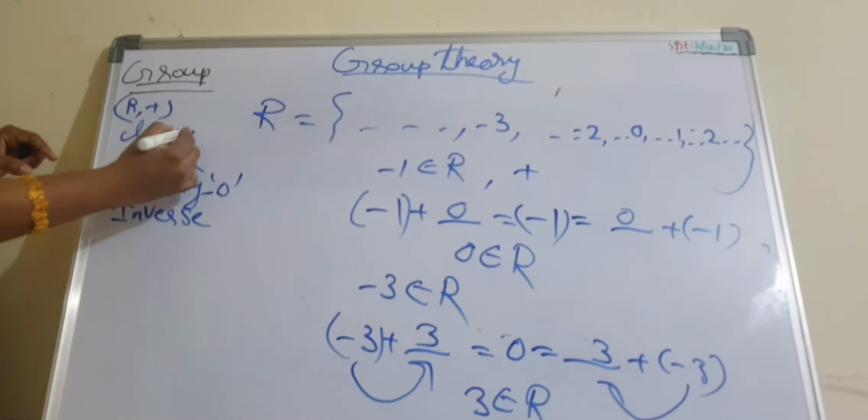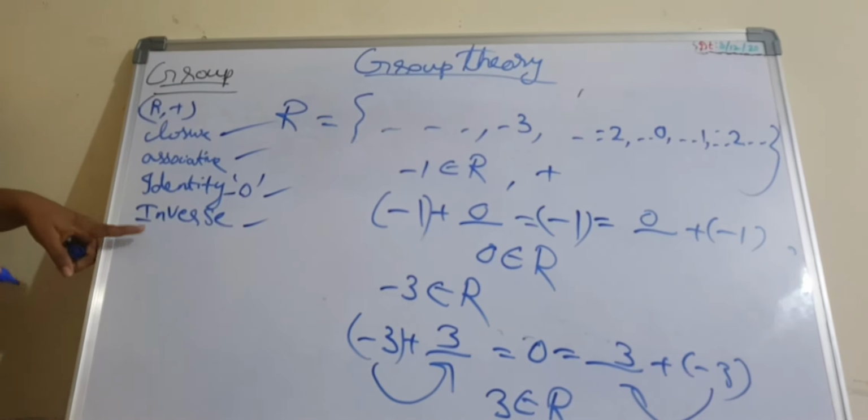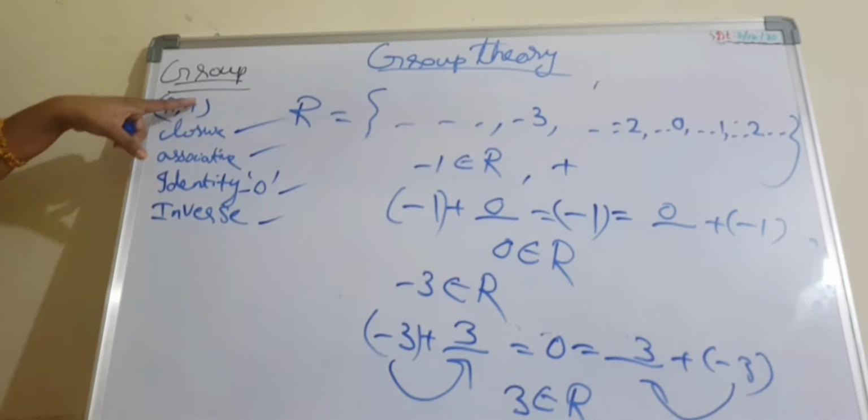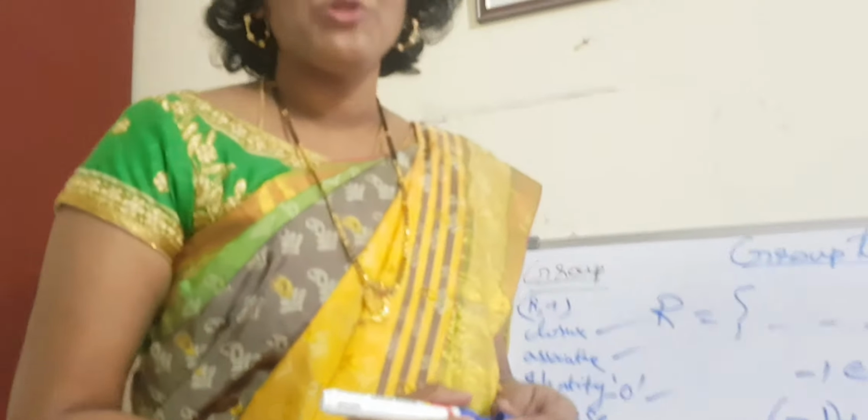Therefore, R plus satisfies closure, associative, identity, inverse. Therefore, R plus is called a group. I think you have understood what a group is.